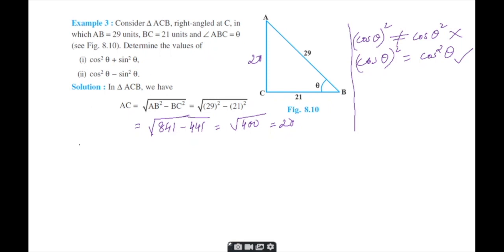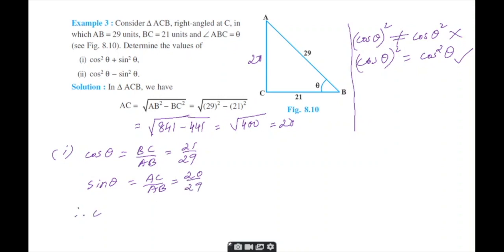Okay, now let us do question number 1. Cos square theta plus sin square theta we have to find out. So for that, let us find cos theta first. Cos theta is equal to, what is the definition of cos theta? Adjacent side, that is BC divided by AB, that is equal to 21 divided by 29. Now let us find the sin theta also. Sin theta is equal to AC divided by AB, that is 20 divided by 29.